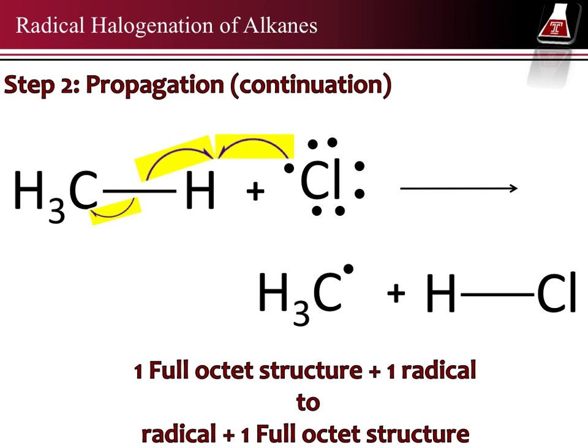I want to point out that in a continuation step or a propagation step, we are taking one stable covalent molecule plus a reactive radical, and we're generating another radical and a new covalent structure. So we start off with a radical, we end with a radical. And so the radical chain reaction can continue because we still have a radical that can carry the process through.